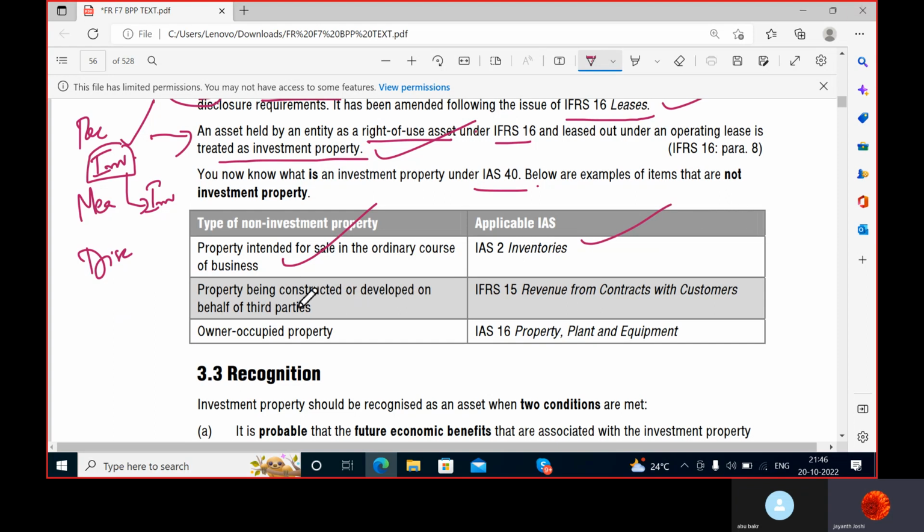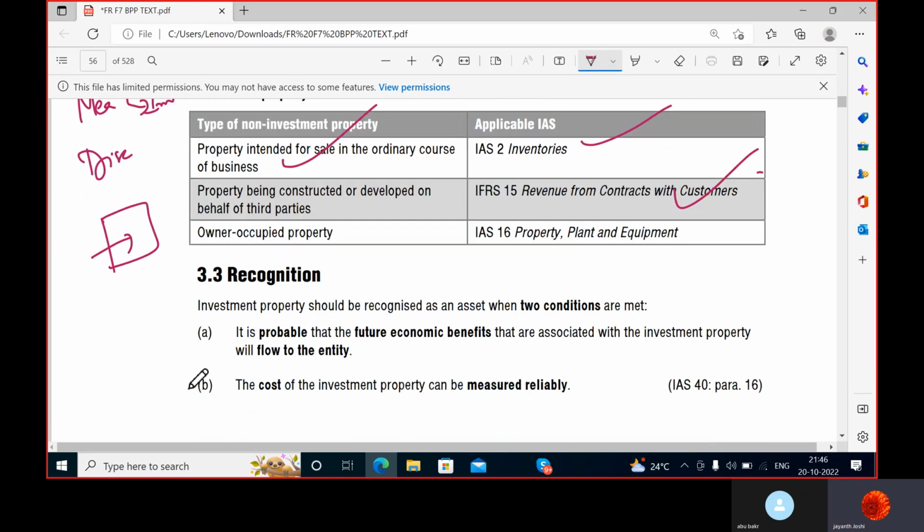Property being constructed or developed on behalf of third parties. That means you have made an agreement with someone who has the land, you are constructing the property and giving it to them. So it comes under revenue from contracts with customers. Owner-occupied property comes under IAS 16, but not investment property.